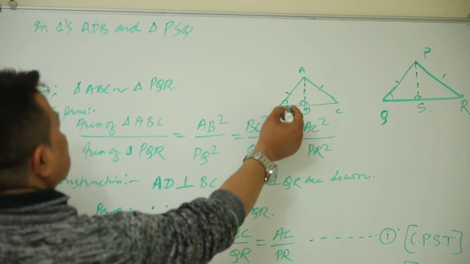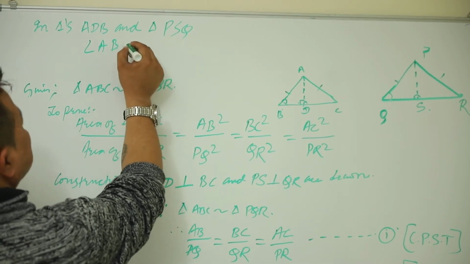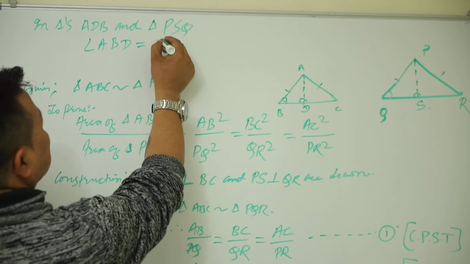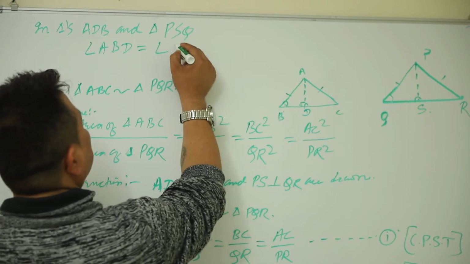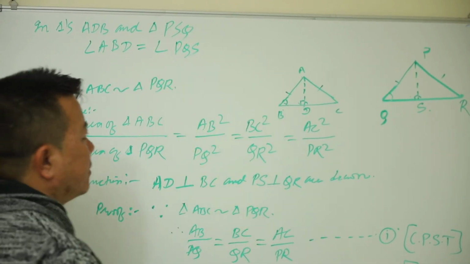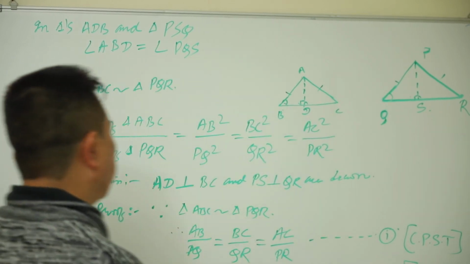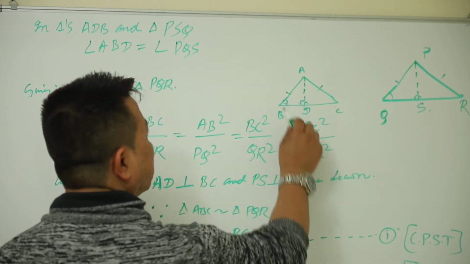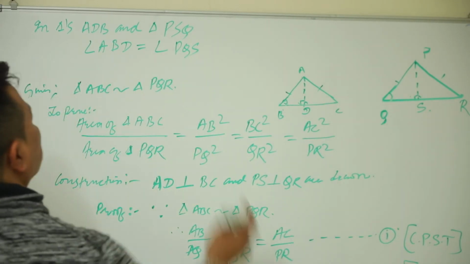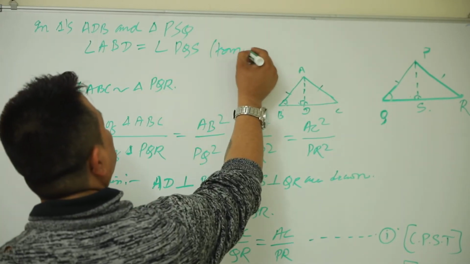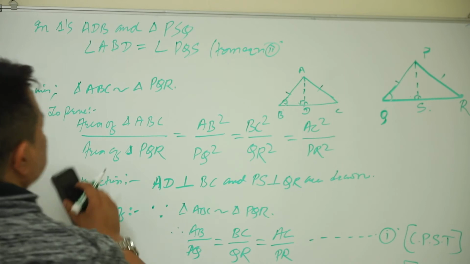So what can we write? Angle ABD is equal to angle PQS. The reason why these two angles are equal is already from equation 2. We already proved from 2 that these corresponding angles, angle B and angle Q, are equal. So you can write from equation 2.